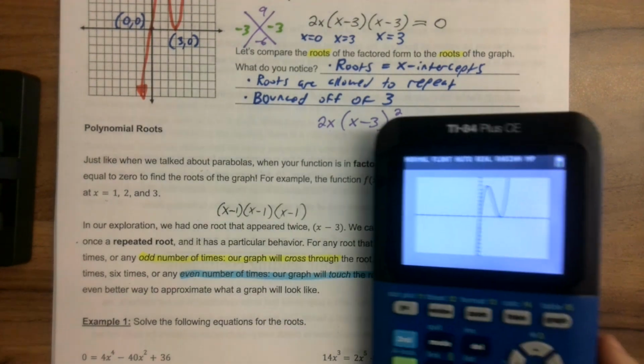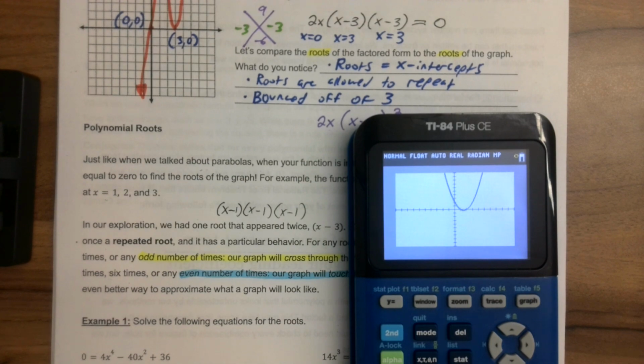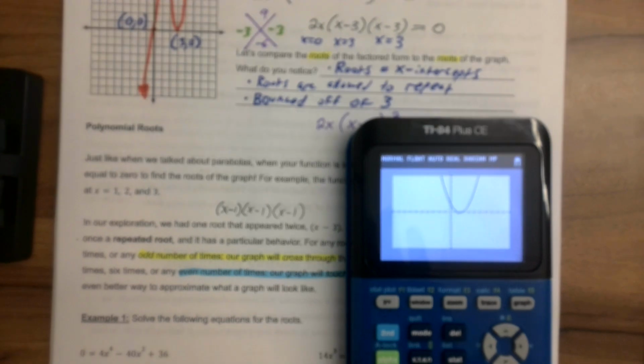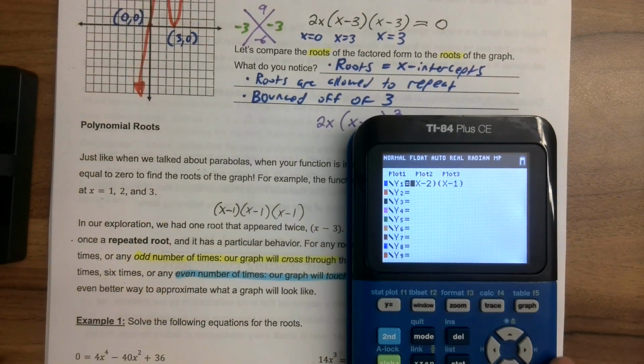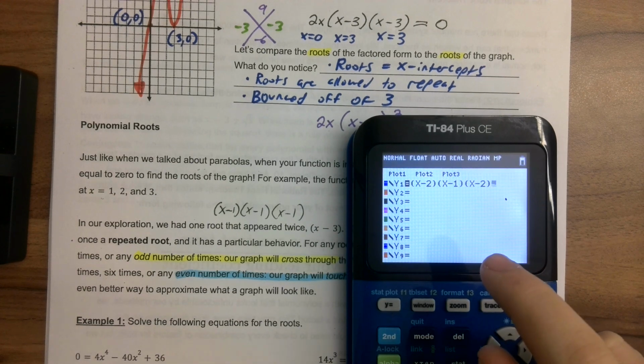So in my graphing calculator, I'm just going to make up a random example here. This isn't our paper or anything, this is just random. If I have x minus 2, we know that's going to be a straight line. Let's throw in an x minus 1 there as well. It's just a parabola with roots at 1 and 2. But if I add another instance of x minus 2, well, now we have a repeated root, and it's repeating an even number of times.